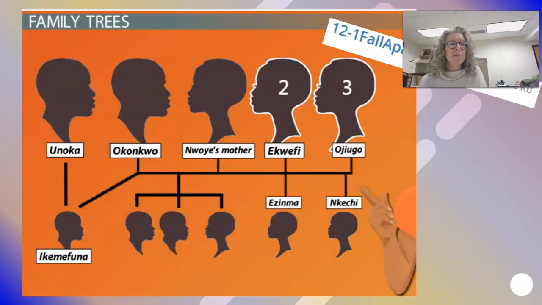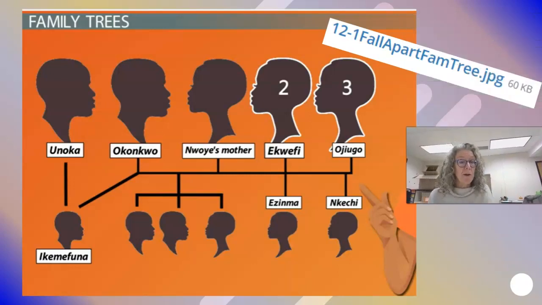Here is a small family tree. It is also linked in the folder if you want to find it. But you see here is Okonkwo. There is his father. Here are his 3 wives. Okay, that is common in their culture. Here are his children. Not all of them are named. A couple of them are, and you'll learn why.